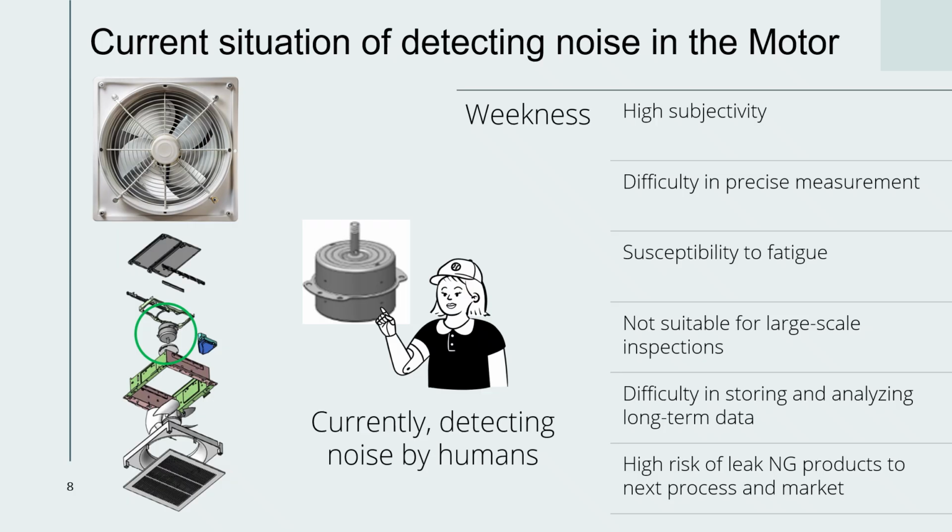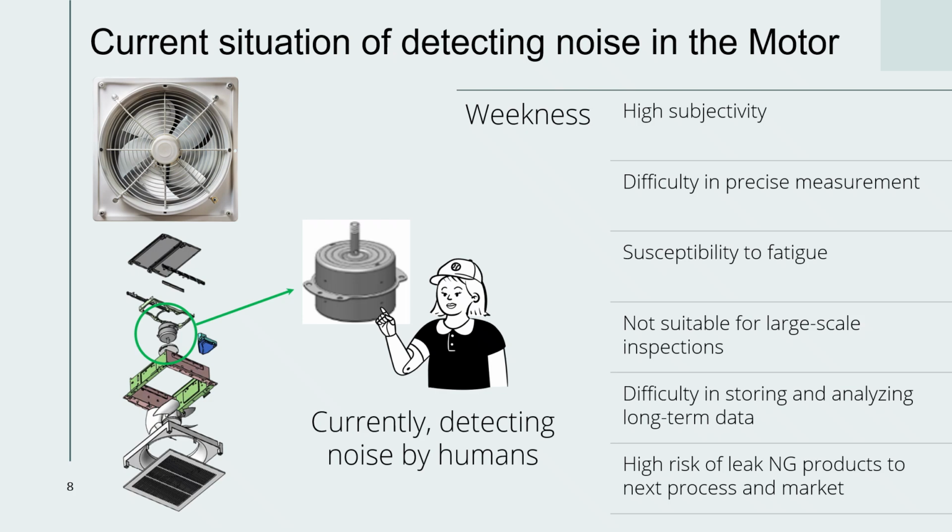Human inspection is slow and cannot efficiently handle high production volumes. Difficulty in storing and analyzing long-term data, since there is no digital record. So it is impossible to trace past conditions or analyze the trends.